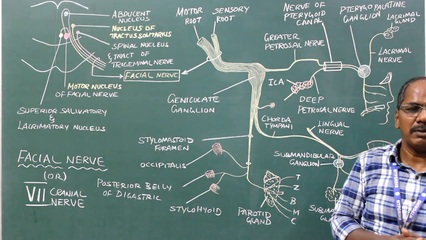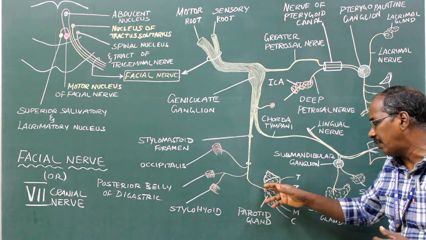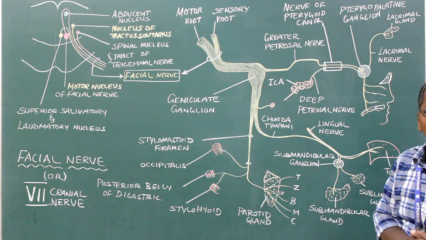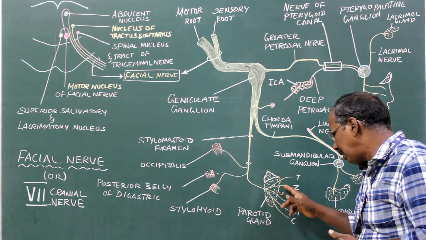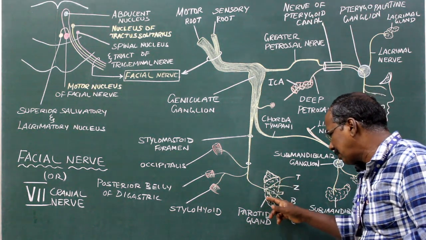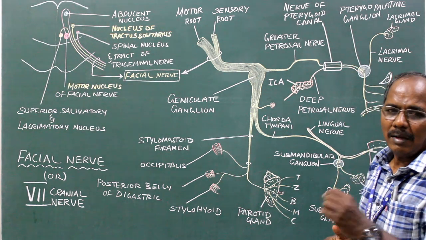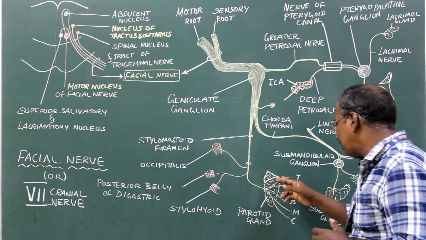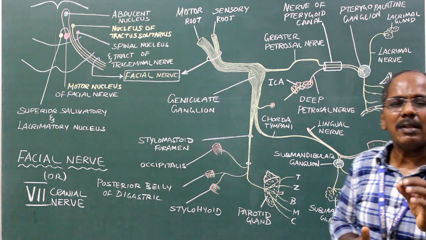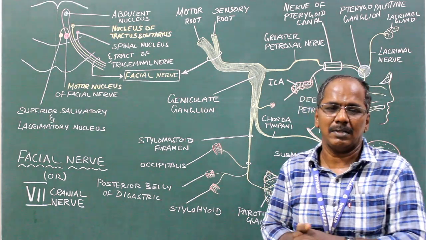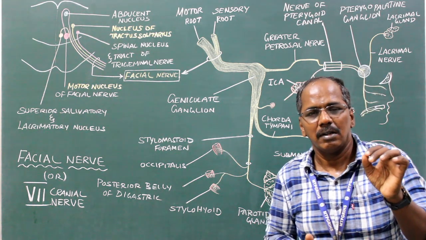Emerging out of the stylomastoid foramen, the facial nerve enters the posterior-medial surface of the parotid gland and divides into 5 terminal branches within the substance of the parotid gland. The terminal branches emerge from the anterior border of the parotid gland and end by supplying the muscles of facial expression. So this is the course and relations of the facial nerve.